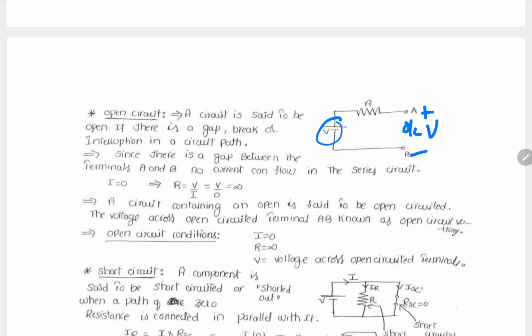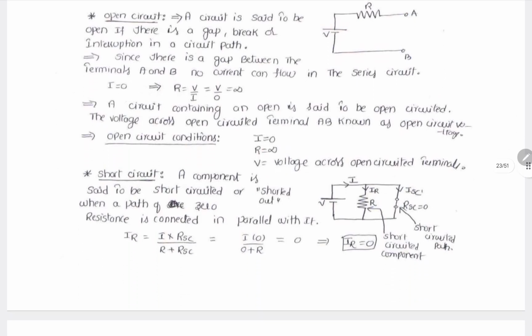This voltage would be what? V. So in an open circuit, current is zero. Voltage depends upon the circuit, and the impedance of the open circuit is what? Infinite. So as the impedance or resistance is infinite, the current is what? Zero. Current is zero, resistance is infinite, voltage depends upon the circuit.